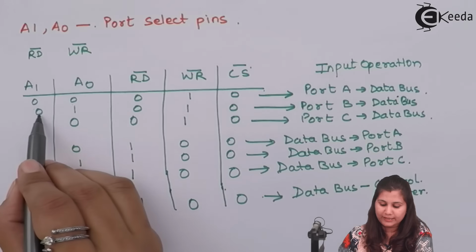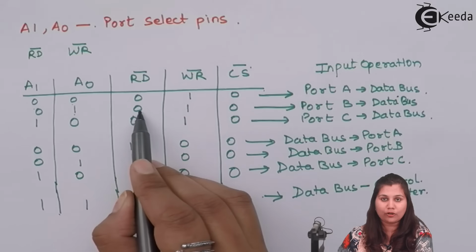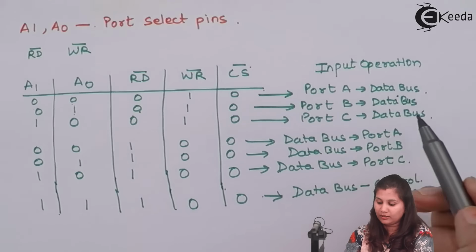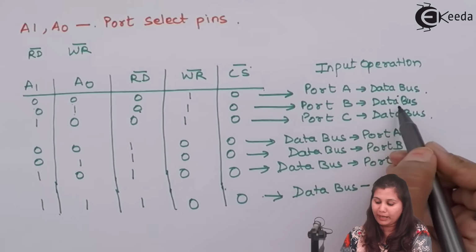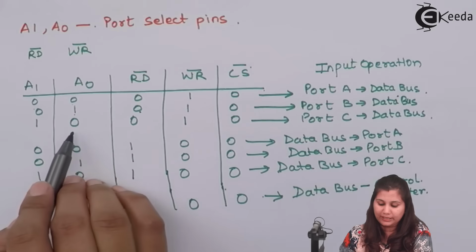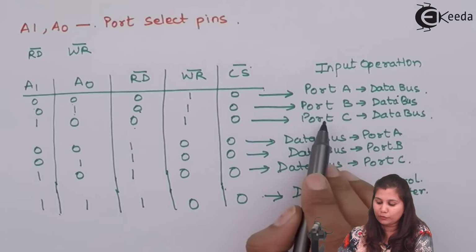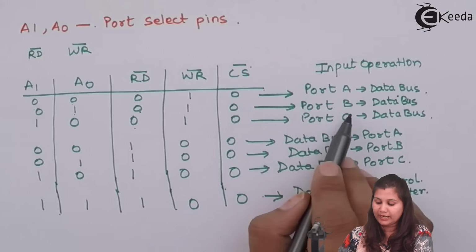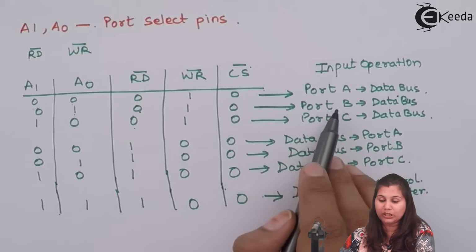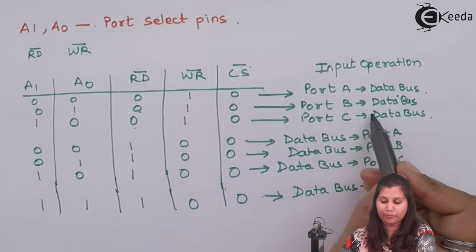Then A1 is 0, A0 is 1, then port B will be selected and it's a read operation. So the data bus is going to read the data from port B. Okay. Then A1 is 1 and A0 is 0, so port C will be selected and it's a read operation. So the data bus is going to read the data from port C. So the data bus is getting the input from the 3 ports. Okay, so this is describing the input operation.